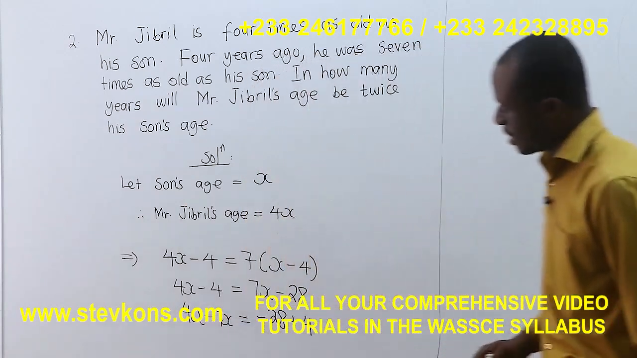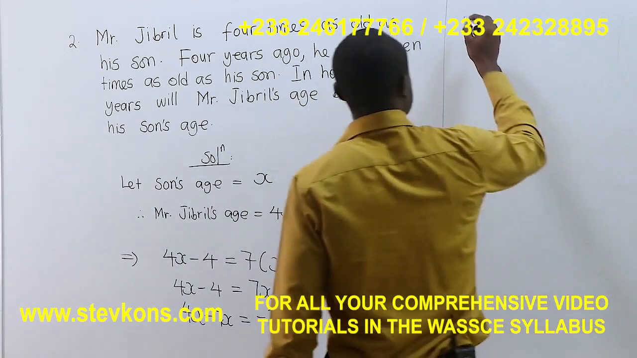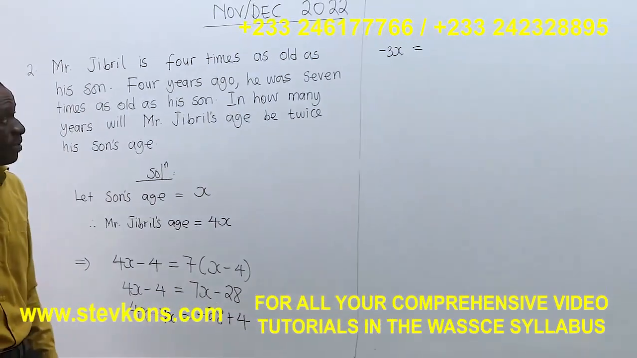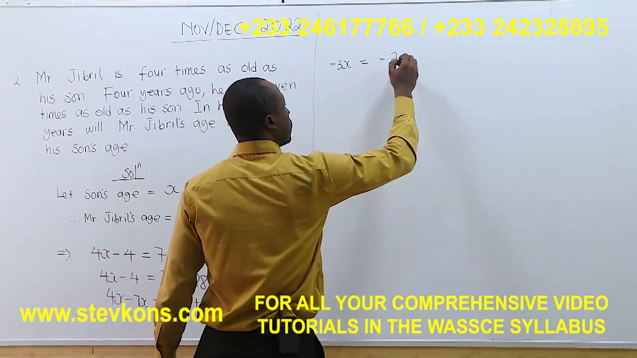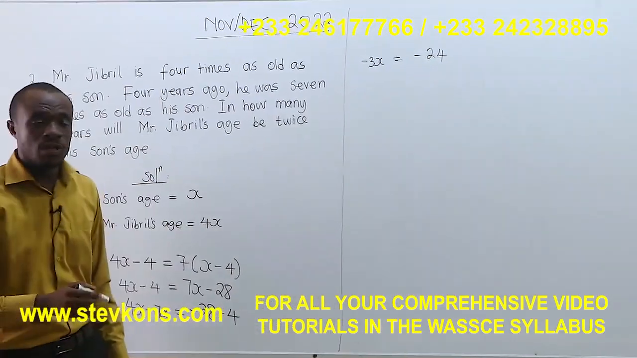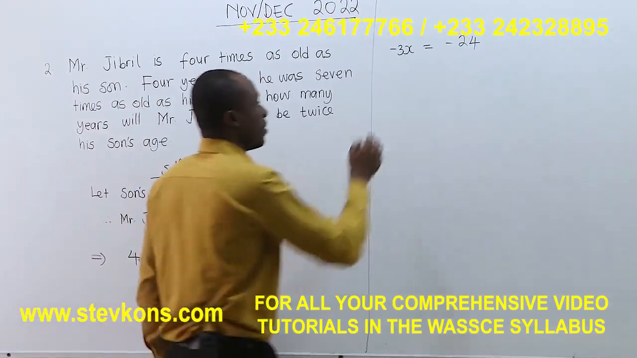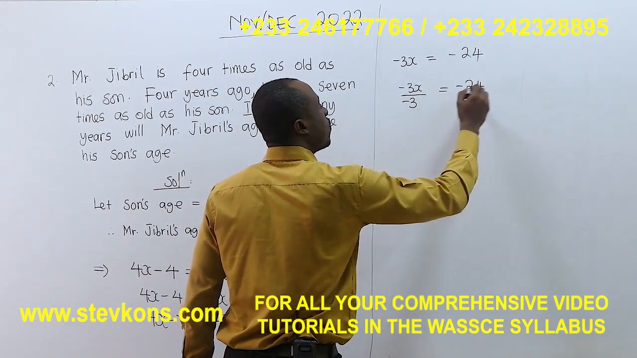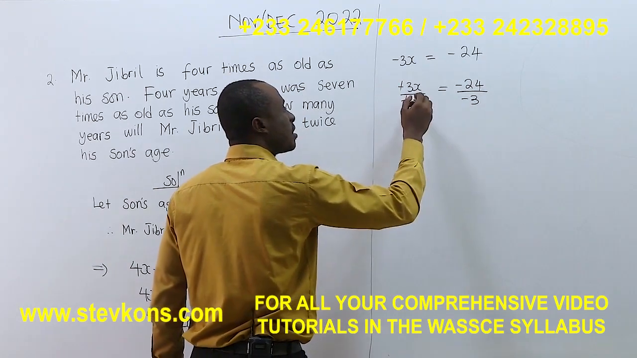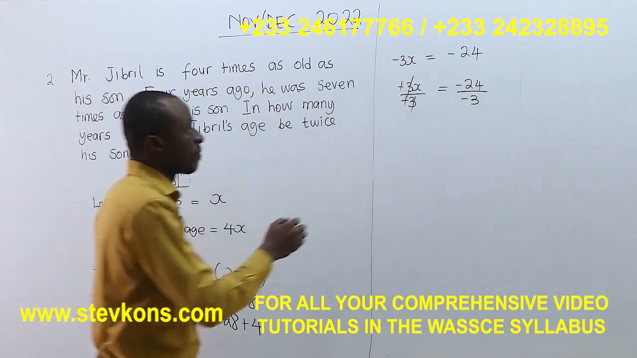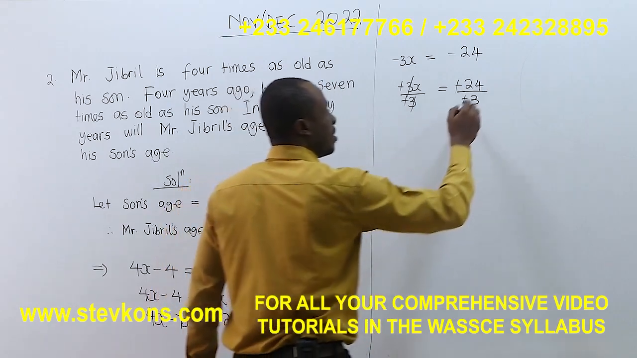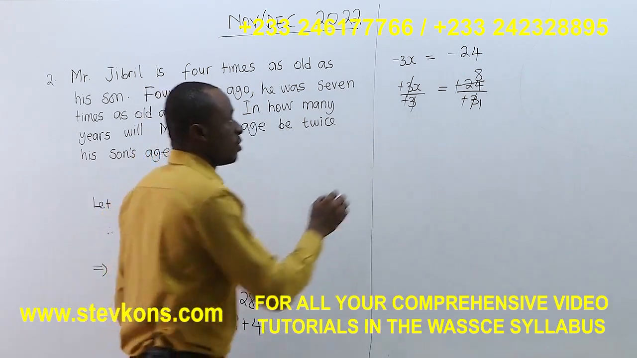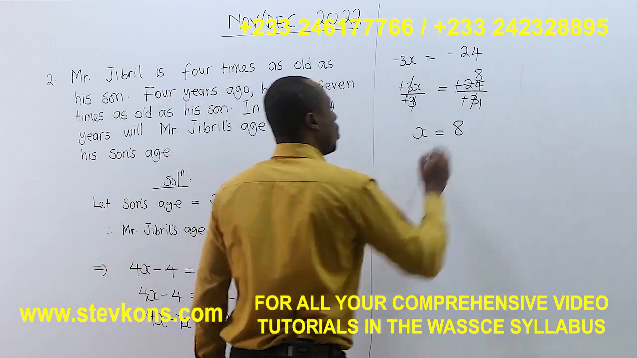Now what is 4X minus 7X? Clearly, this is negative 3X equal to, now negative 28 plus 4, and clearly this is negative 24. We want to find X, so we divide both sides by negative 3. So we have negative 3X over negative 3 equal to negative 24 over negative 3. Now the 3 cancels the 3 over here, and the negative cancels the negative over here. 3 will go into 24 how many times? That is 8 times. So we have X equal to 8.